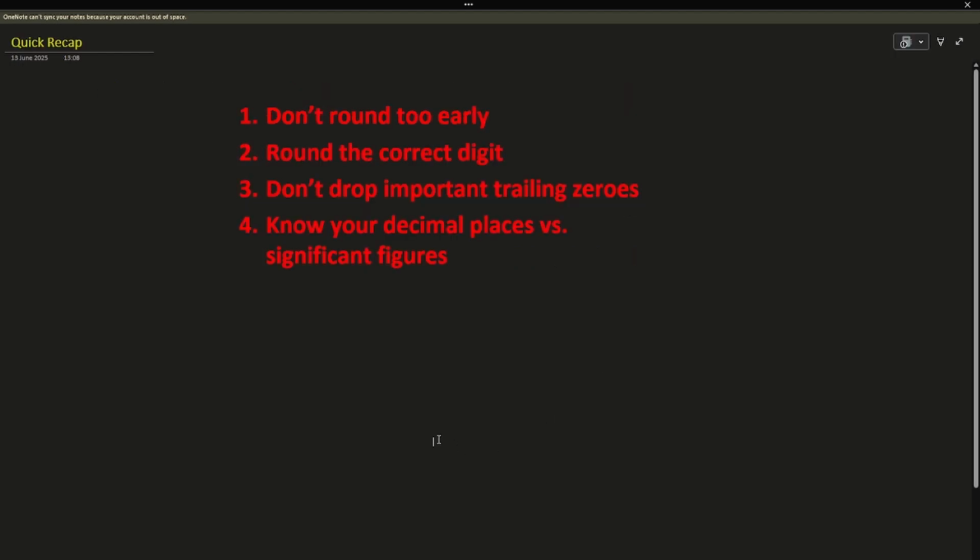A quick recap. In order for you to avoid making those top mistakes when rounding: 1, don't round too early. 2, round the correct digit. Know the digit you are rounding to and the deciding digit. 3, don't drop important trailing zeros. And finally, know the differences between decimal places and significant figures.